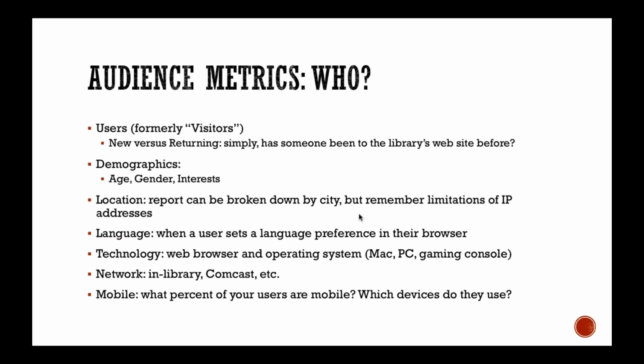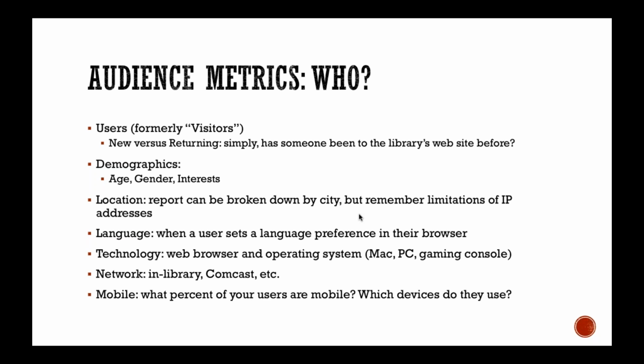We can learn a lot about location. I would imagine for a lot of public libraries, this is of interest to you too. It can be broken down as granular as city. Language, when a user sets a language preference in a browser. For example, when I worked at Arapahoe Library District, there was a very large Russian-speaking community and also a very large Spanish-speaking community. So it was important for us to track that information as well.